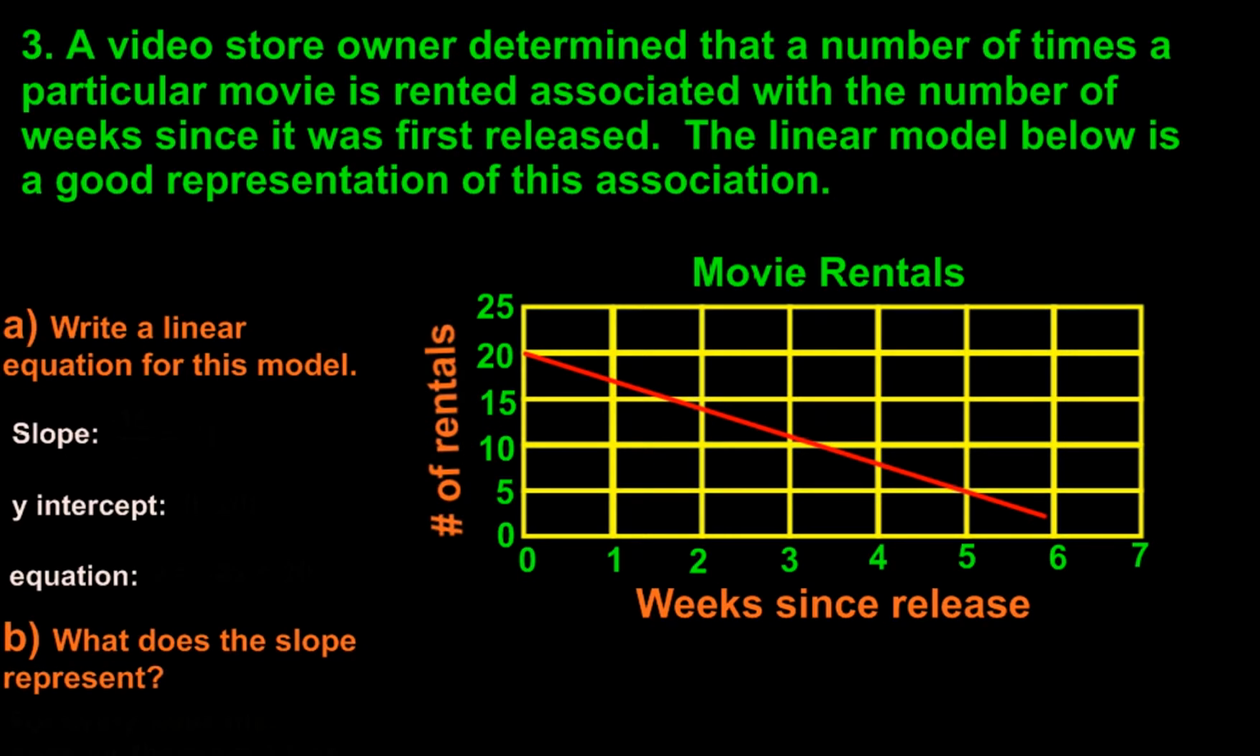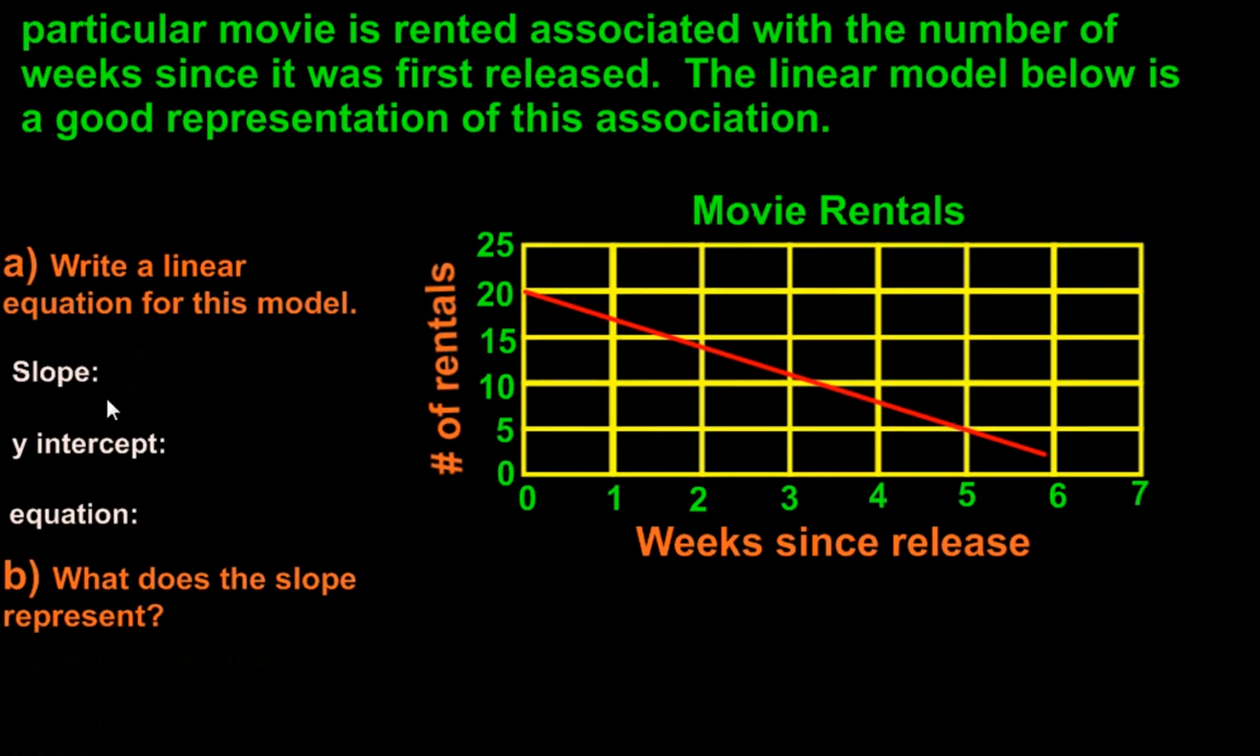Question number 3. A video store owner determined that the number of times a particular movie is rented is associated with the number of weeks since it was first released. The linear model below is a good representation of this association. First, we're asked to write a linear equation for this model, and I've broken that into a couple of smaller steps. We need to find the slope, the y-intercept, and then we can write the equation.